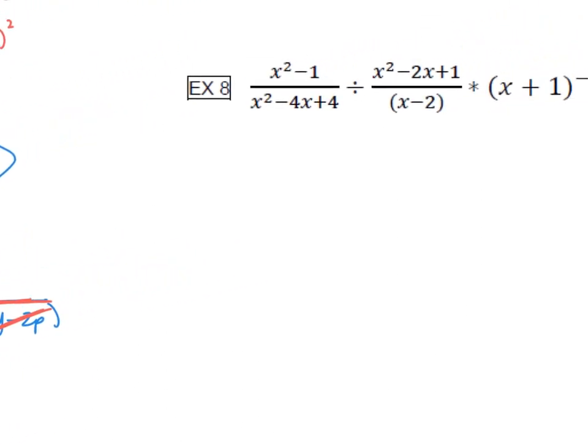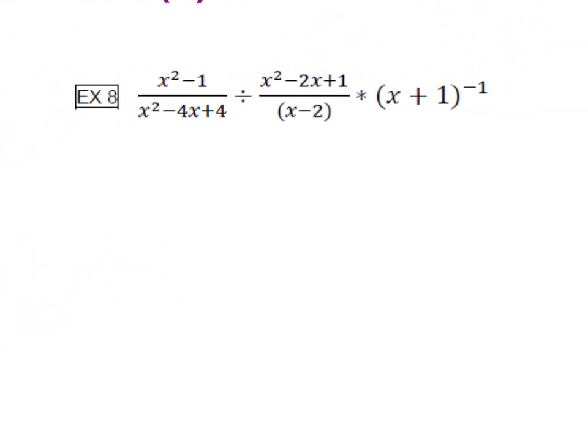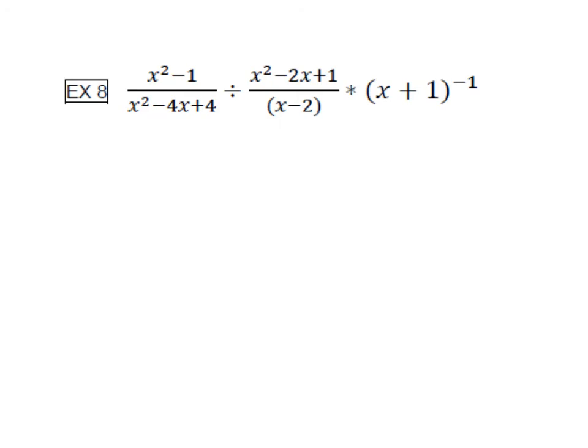All right, next example. Okay, so in this one, first of all, let's take care of this x plus 1 to the negative 1 power. Remember, if it's a negative 1 power, it's going to go to the bottom of your fraction. So this really will turn into 1 over x plus 1 to the positive 1 power, which is just x plus 1.